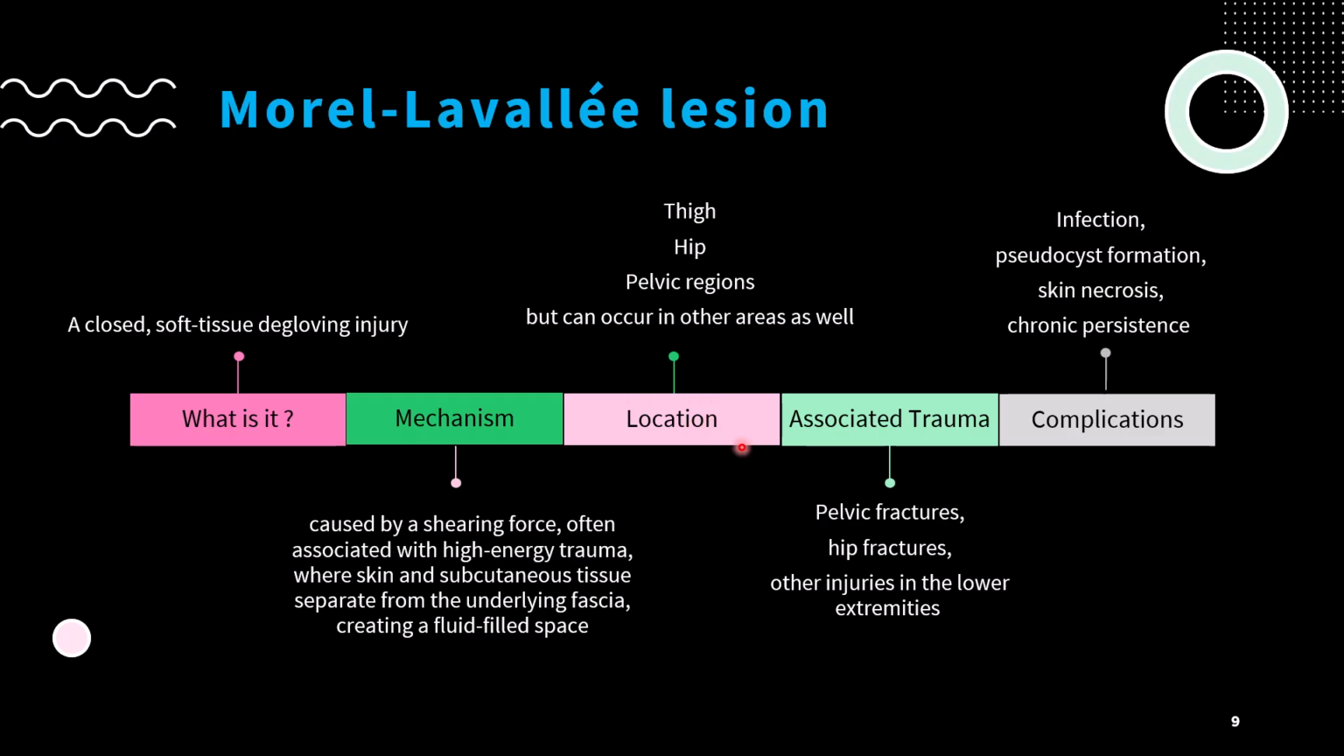It is known to occur at very specific locations, particularly in the thigh near the anterior superior iliac spine, hip, and pelvic regions, but can also occur in other areas as well. It may be associated with trauma such as pelvic fractures, hip fractures, and other injuries in the lower extremity. It may undergo complications such as infections, pseudocyst formation, skin necrosis, or chronic persistence.